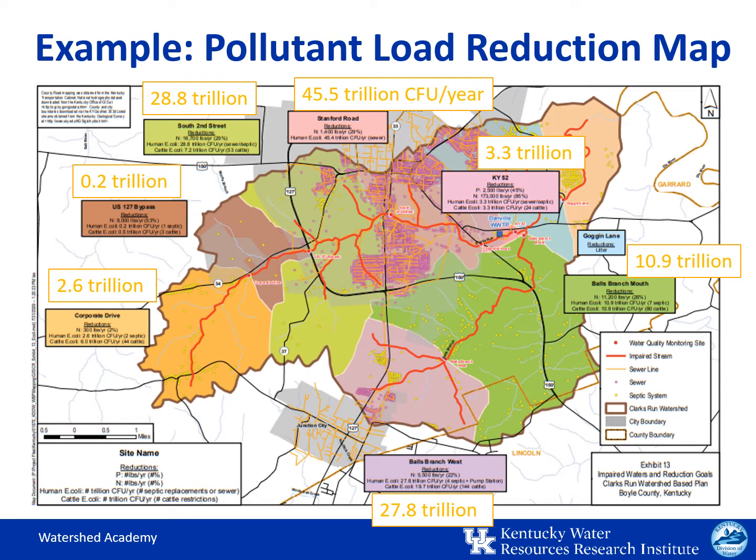If you are selecting BMPs, then you should ideally have a map of your watershed with load reductions that are necessary from each subwatershed area, as in this example from the Clark's Run watershed in Boyle County. The map provides needed pollutant reductions of nitrogen, human E. coli, and cattle E. coli for each of the contributing subwatersheds. This information has been very helpful in developing and prioritizing BMPs for implementation.